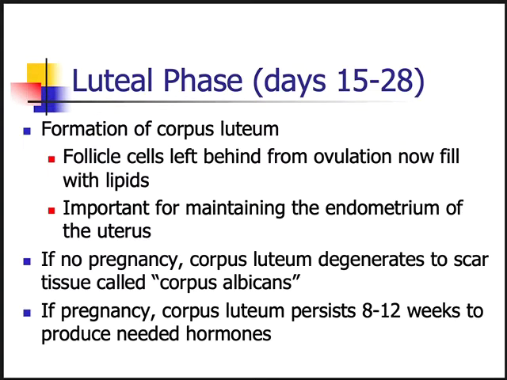If you do become pregnant, if there was fertilization, then it implants into the endometrium, right? And then the corpus luteum actually will persist for 8 to 12 weeks. And it's super important that it persists because it produces hormones that you need to maintain the thick endometrium. If the corpus luteum degenerates too quickly, then your endometrium layer will be lost and you'll have a miscarriage.